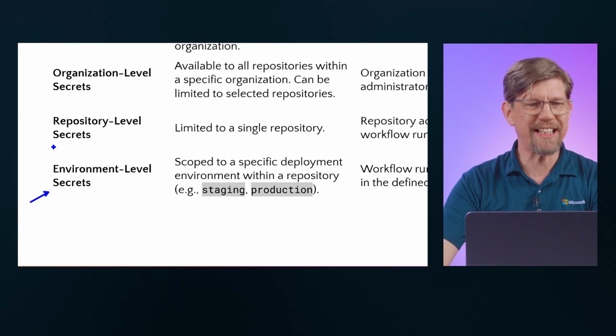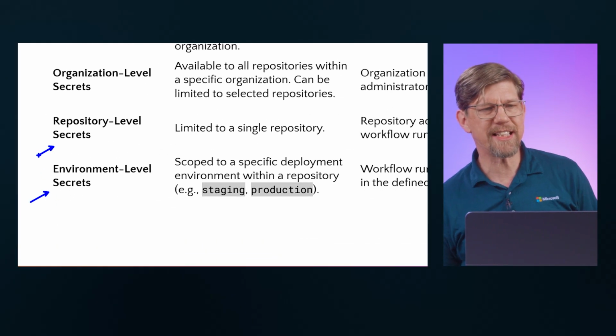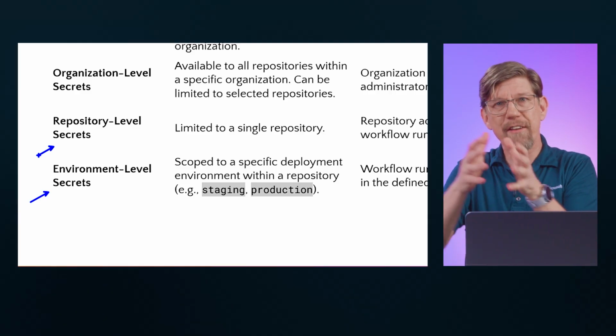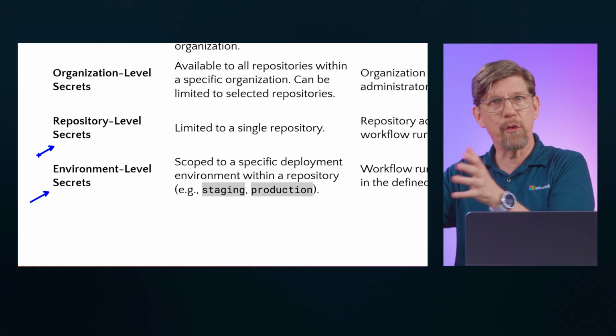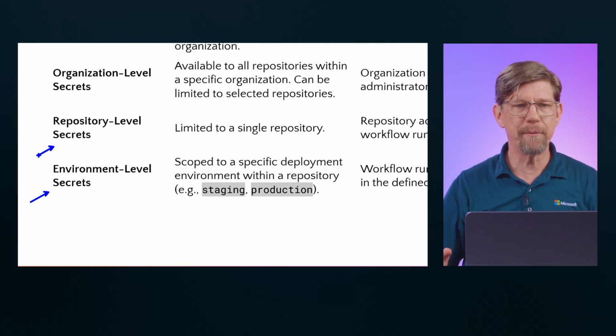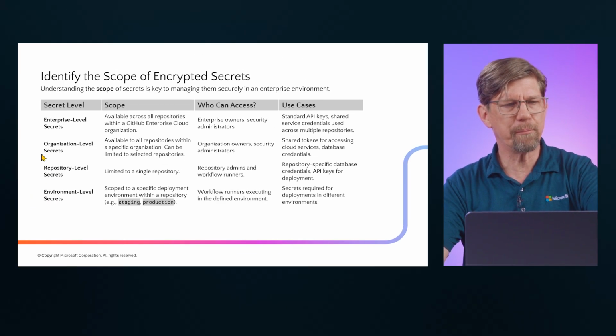So this is what we have seen, that we can set those up at the environment. Remember, a single workflow can have multiple environments that it's flowing through. Those can have their own individual secrets. We can have secrets that are repo level wide. But we can also start moving up.